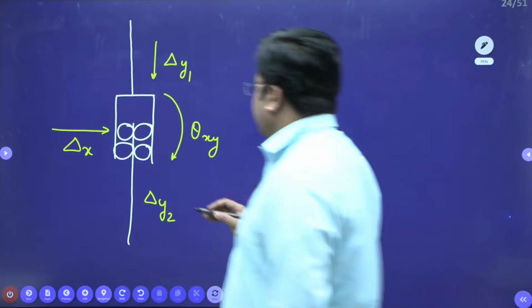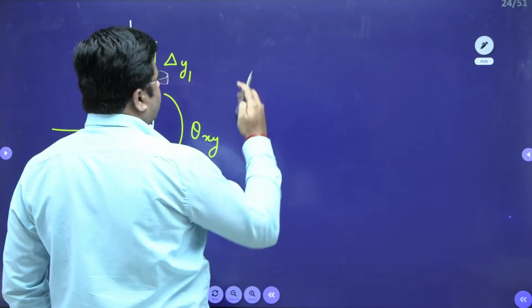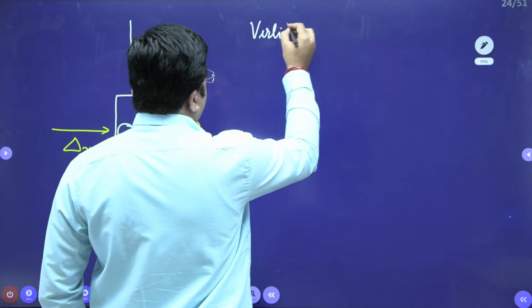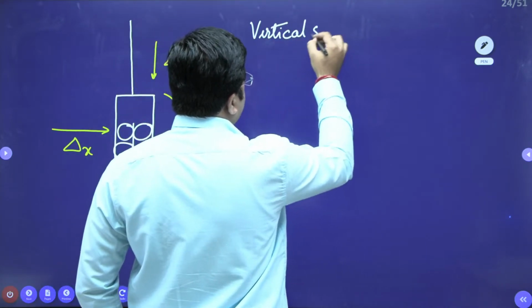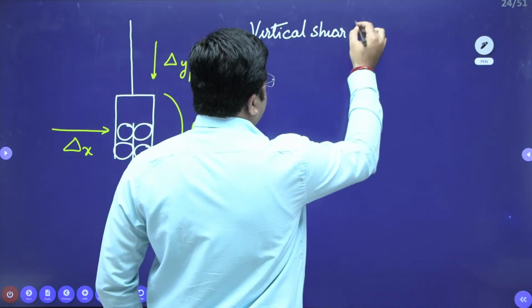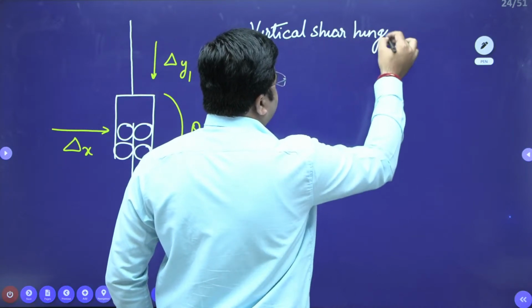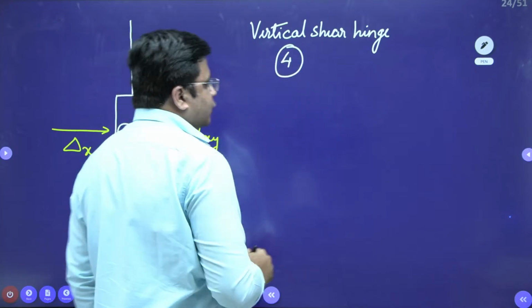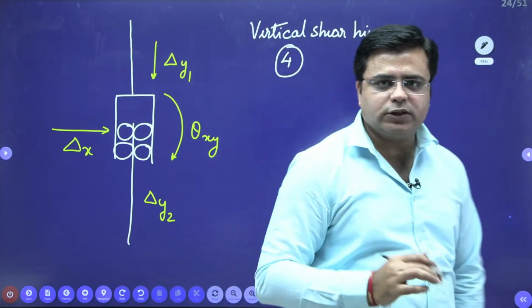So for a vertical shear hinge, the degree of kinematic indeterminacy is 4. That is, the degree of freedom is 4.